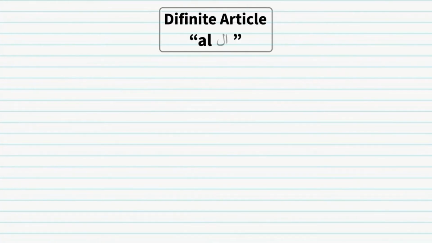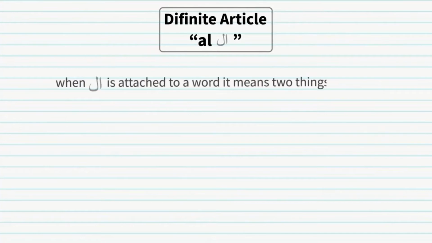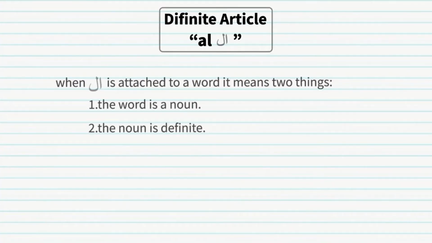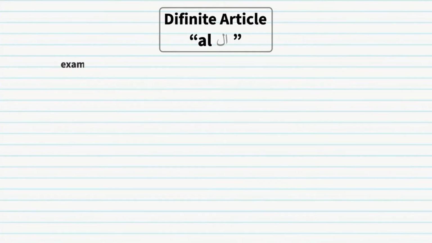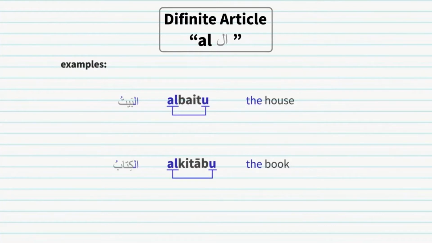Definite article, al. When al is attached to a word, it means two things. The word is a noun, and the noun is definite. For example, al-baytu, al-kitabu. But notice how the tanween changed after adding the definite article. Baytun changed to al-baytu. When adding al to a word, the un has to change to damma, u.